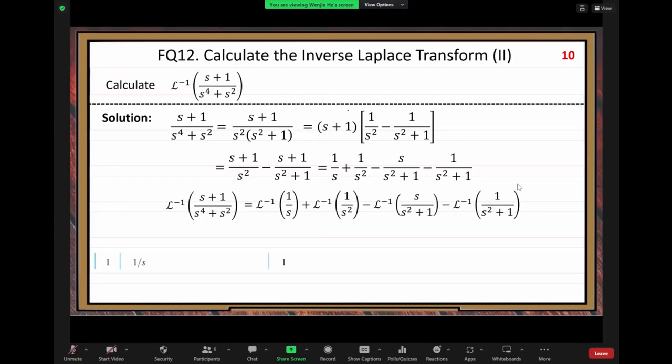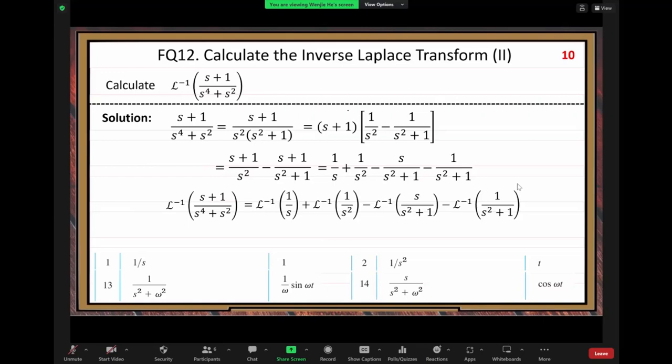The first one, 1 over S inverse, it's 1. So we find formula number 1, it's 1. Number 2, 1 over S squared inverse is t. Number 13, 1 over S squared plus omega squared, omega is 1, that's sine omega t over omega. Number 14, S over S squared plus omega squared, that's this one.